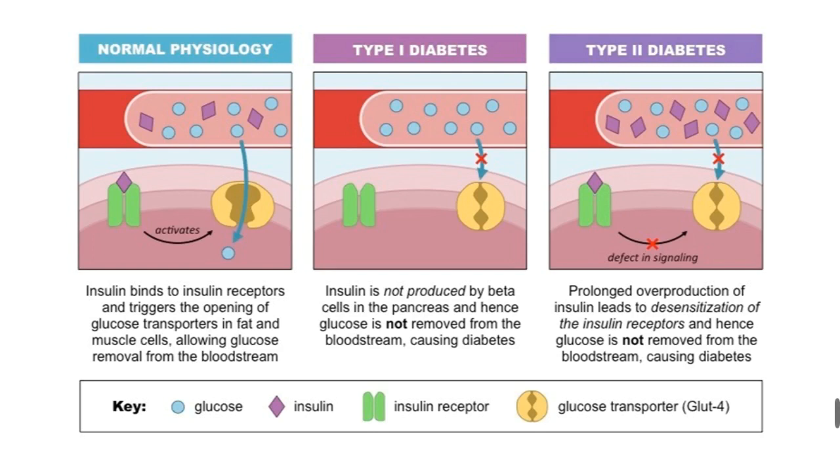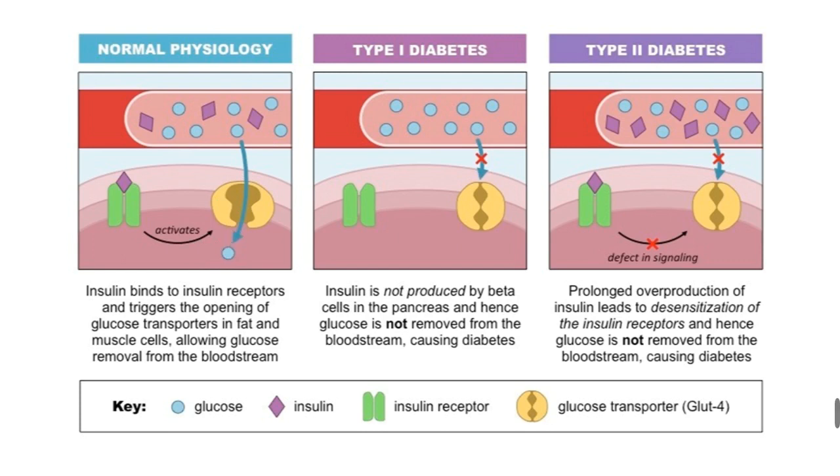Now, we have to understand how insulin acts in the normal physiological condition and why it is unable to act in diabetes mellitus type 1 and type 2. In the normal physiological condition, insulin binds to insulin receptors. Insulin will bind to insulin receptors and trigger the opening of glucose transporters in the fat and muscle cells, allowing glucose removal from the bloodstream, and so glucose will pass into inside of these cells.